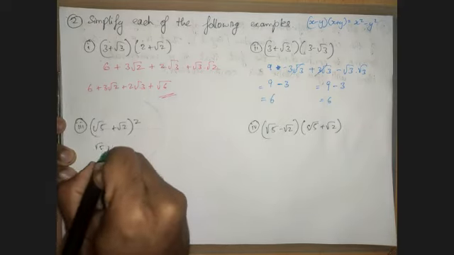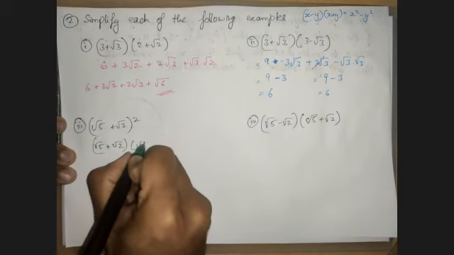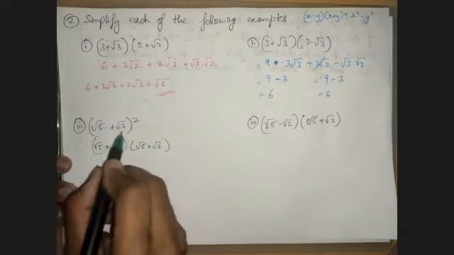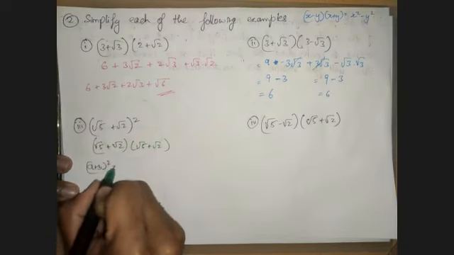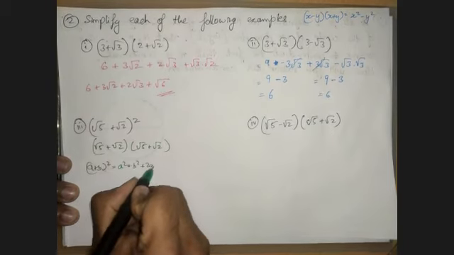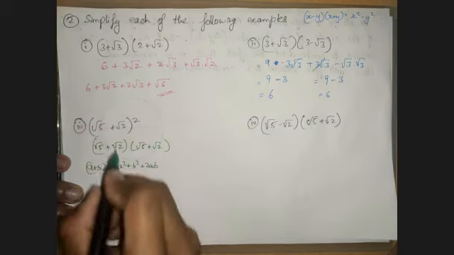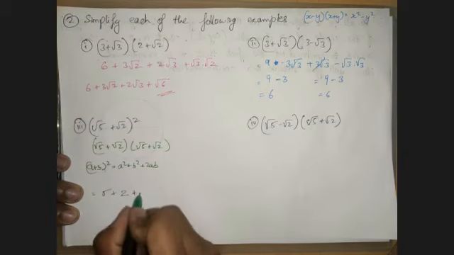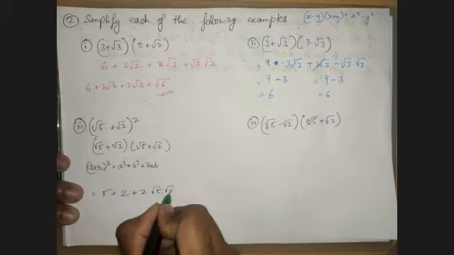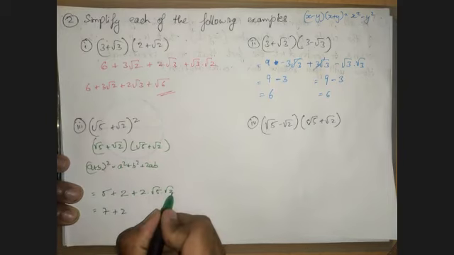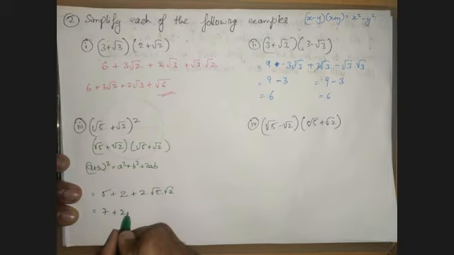I can write this as root 5 plus root 2 into root 5 plus root 2 and expand it like this. But I would simply use my a plus b the whole square formula, that is a square plus b square plus 2ab. That would be root 5 square, which is 5, plus root 2 square, which is 2, plus 2 into root 5 into root 2. So I get 5 plus 2 is 7, plus 2 into root 5 into root 2. Root a into root b is root ab, so 2 root 10. So this is my answer.